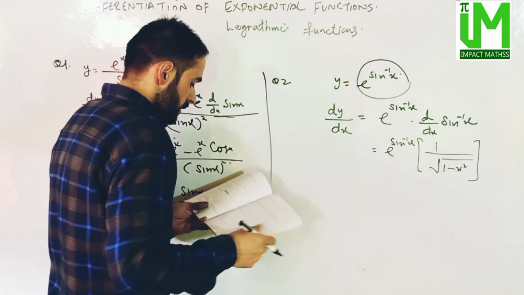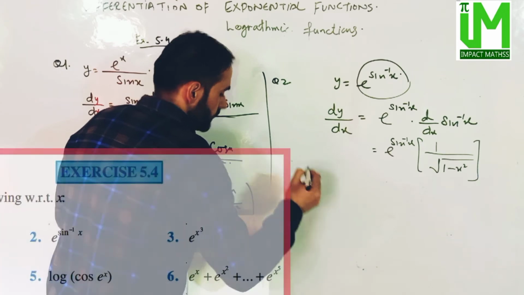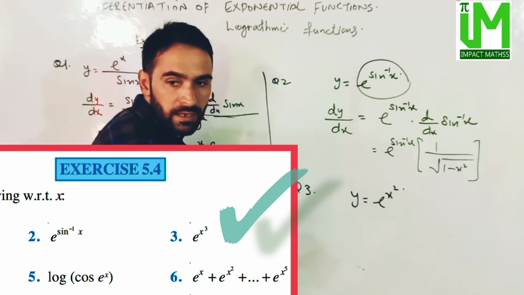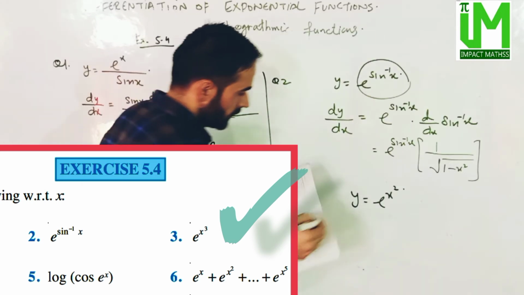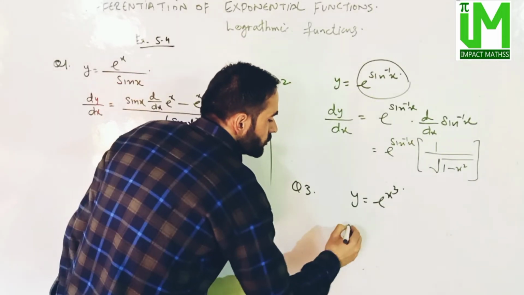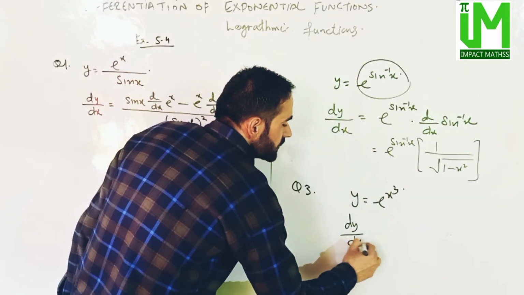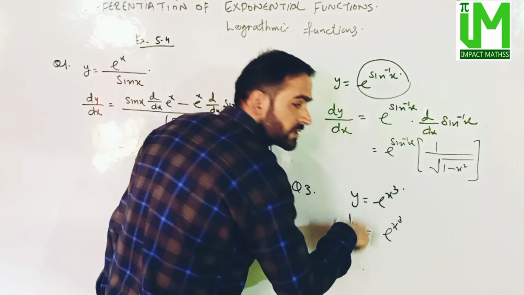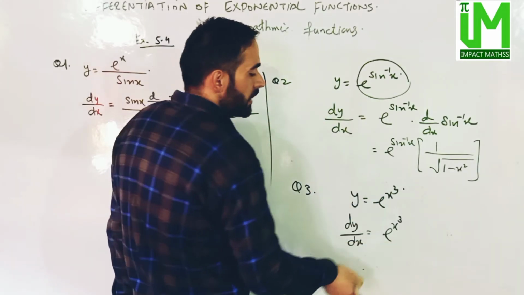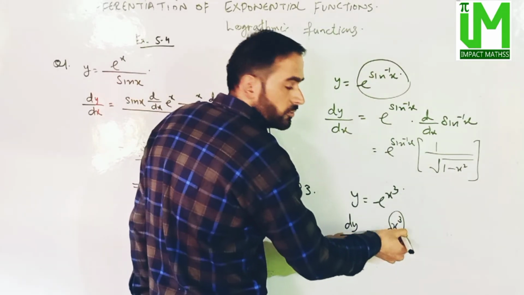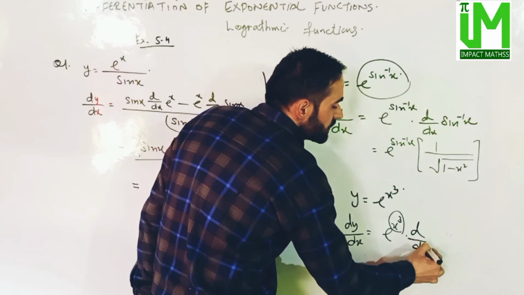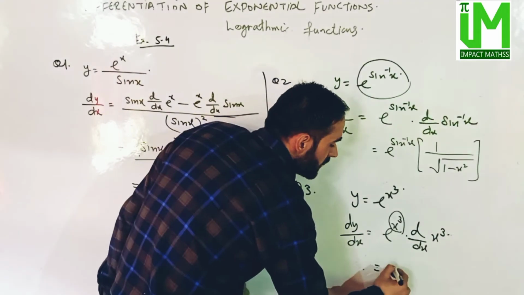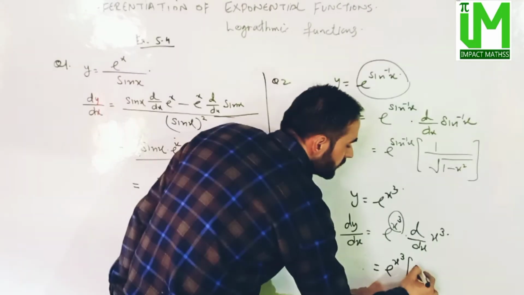Question number 3: y is equal to e raised to power x cube. So what is dy by dx? The differentiation of e raised to power x is e raised to power x, into the internal differentiation, d by dx of x cube. What will be that? 3x square. So it will be e raised to power x cube into 3x square.